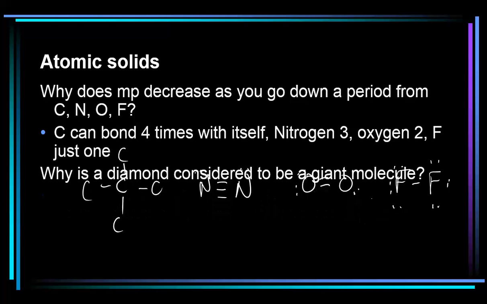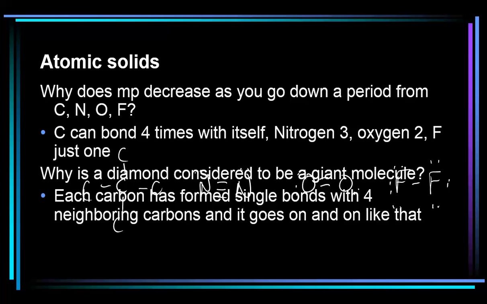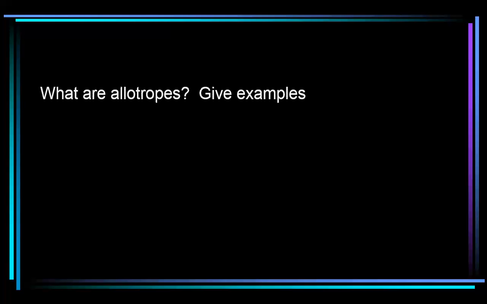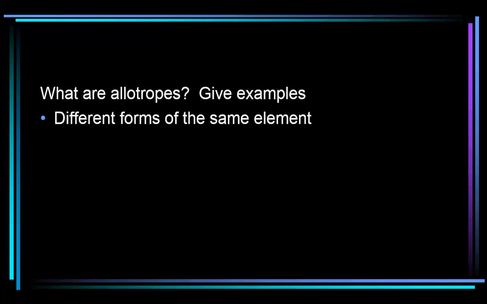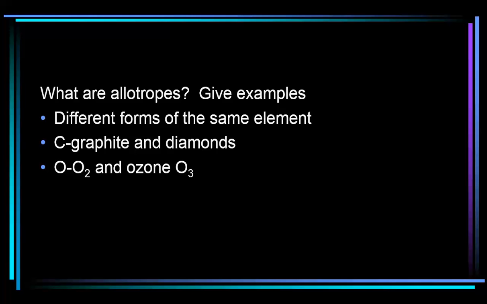Why is diamond considered to be a giant molecule? Each carbon has formed single bonds with 4 neighboring carbons, and it goes on like that. Those are examples of allotropes. Allotropes are different forms of the same element. Some of you guys are writing with a pencil. You're writing with graphite. You go, no, that's lead. No, maybe it was lead back several hundreds of years ago. Now it's graphite mixed with clay. Graphite is the same thing as diamonds, just arranged differently.